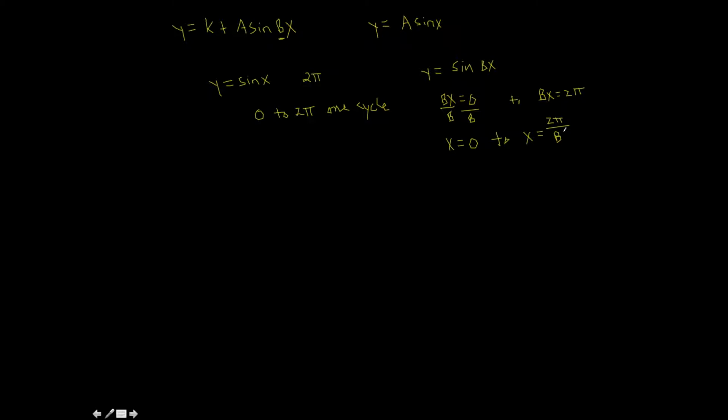So, for instance, let's put this into a literal sense for you. We said that x equals 0 to 2 pi over b would be our interval. This would be one cycle. So it's going to be a little different than the normal sine graph.